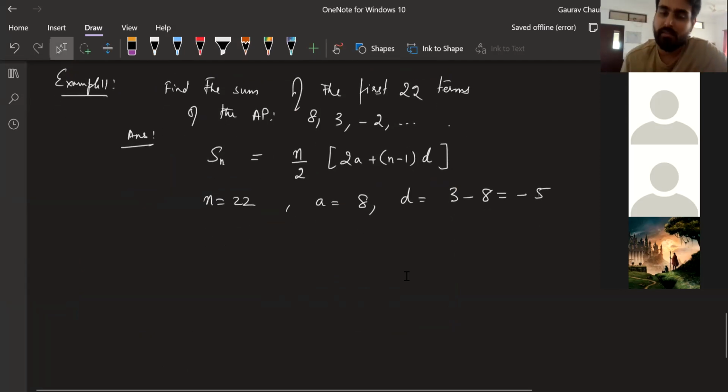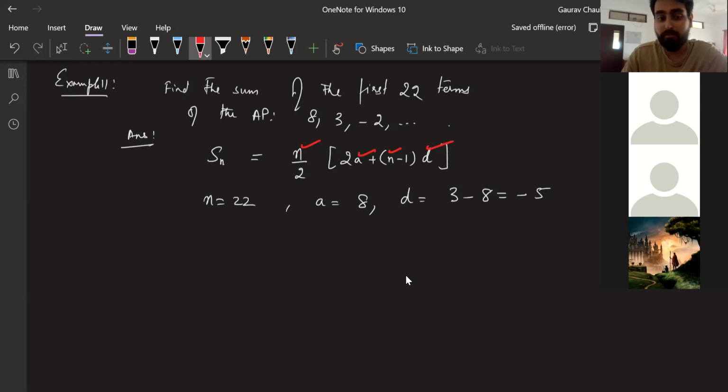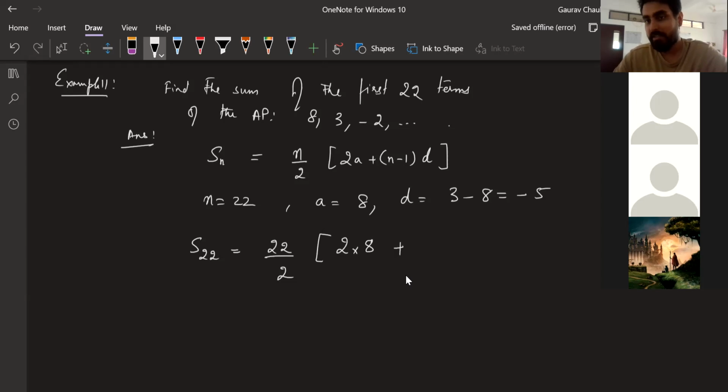So n is equal to 22, a is equal to 8, d is equal to minus 5. Now, in this formula, you know n, you know a, you know d. Can you find the answer? Go ahead and do it. S22 is equal to 22 by 2 into (2 into 8, plus 22 minus 1 into minus 5). Solve this and tell me the answer.